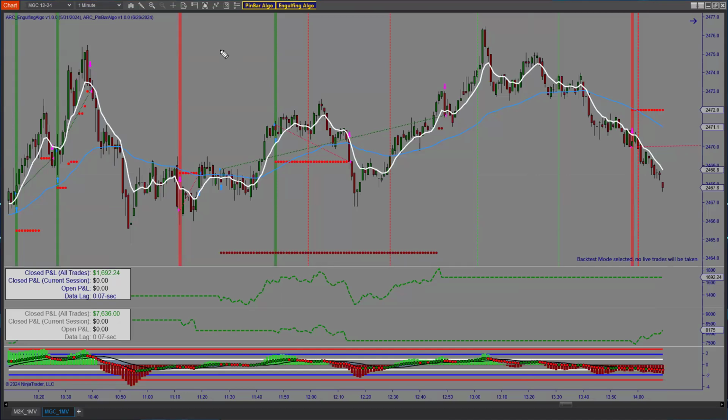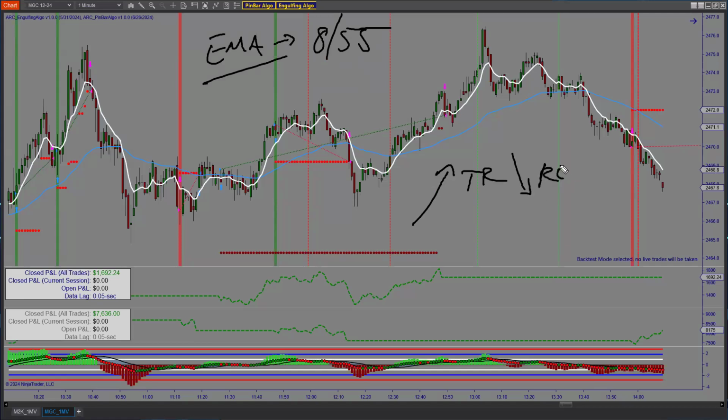Also, they're set based on exponential moving averages as a requirement. We have an 8-period moving average and a 55. If the 8 is above the 55, that is long trends and short reversals. That is long engulfing and short pin bar.